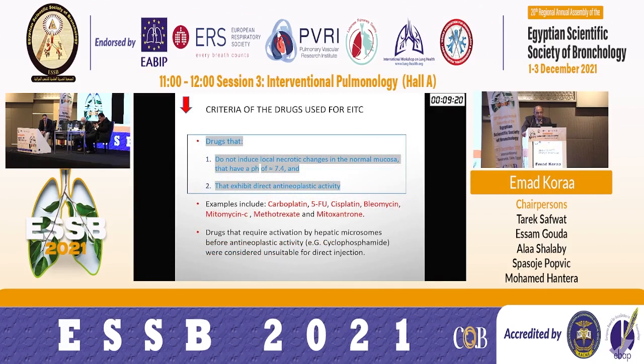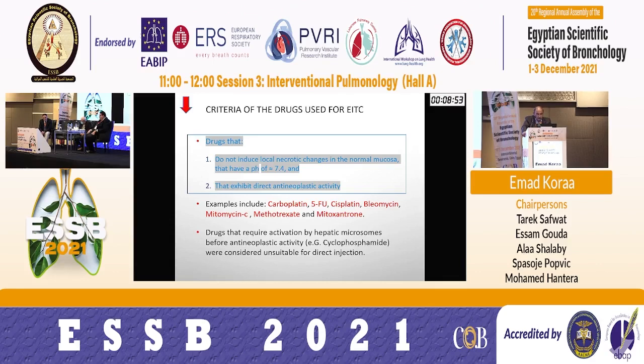What are the criteria of drugs used for endoscopic intratumoral chemotherapy? The drugs used should not induce local necrotic changes in the normal mucosa, because you cannot judge exactly the dispersion of drug among the mucosa. So it must not induce any necrotic change in the normal mucosa and have a pH of around 7.4.